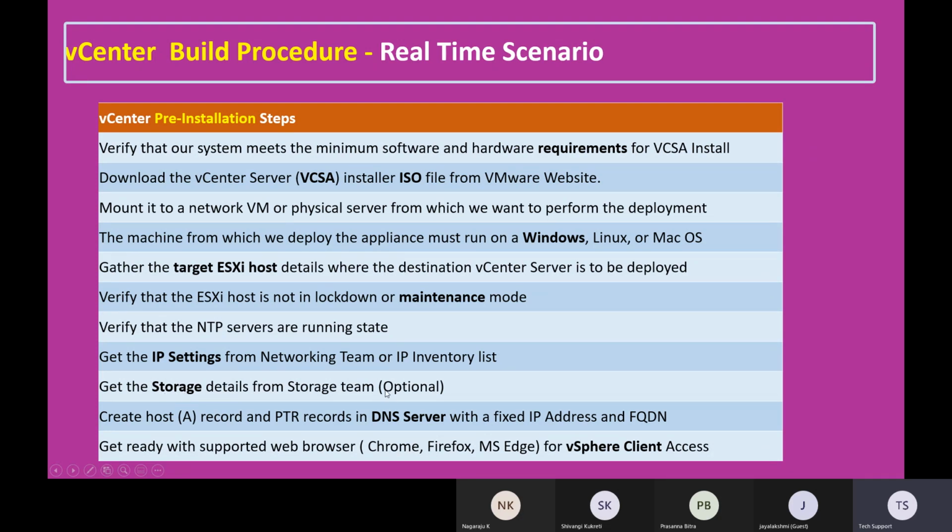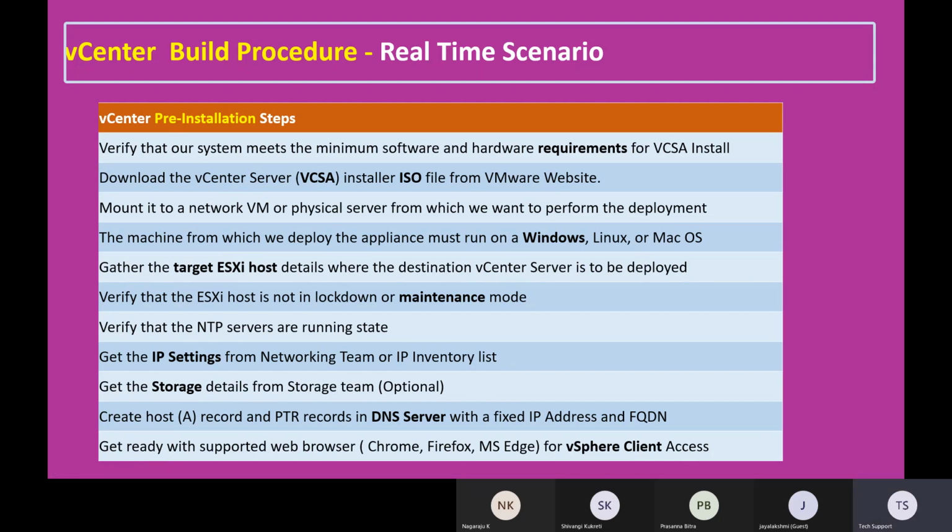But in our home lab, we are the storage team ourselves. That's why I mentioned it as optional. And create a host record and pointer record in the DNS server with the fixed IP address and FQDN. FQDN is nothing but the vCenter Server name. FQDN full form is fully qualified domain name. Okay, and get ready with a supported web browser. As I mentioned, you can use either Google Chrome, Mozilla Firefox or Microsoft Edge for vSphere Client access. Okay, these are the pre-installation steps.